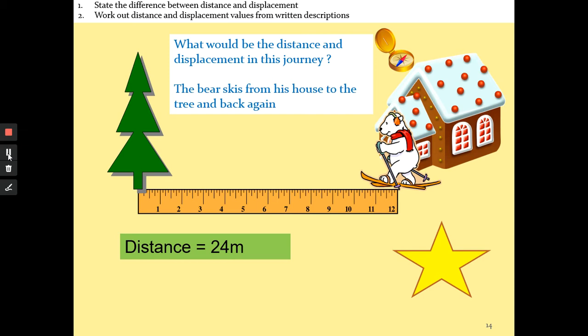But the displacement is a unique value. He went from the house to the tree and back to his house again. So in terms of his overall journey, he's not moved because the displacement would be 0. We don't give a direction when it's 0 movement. His start and his finish point is the same place. So there's 0 displacement from that starting point.